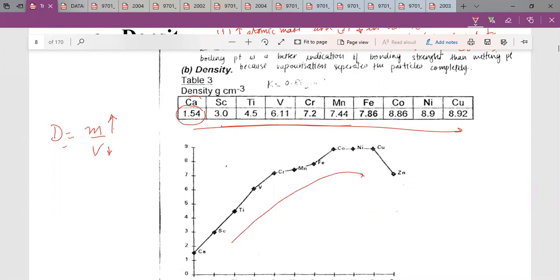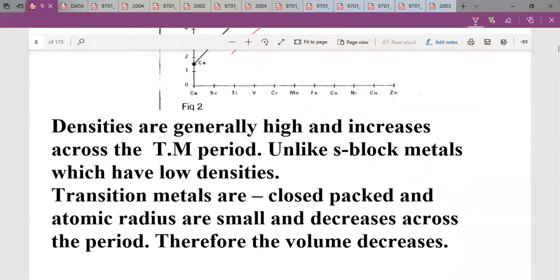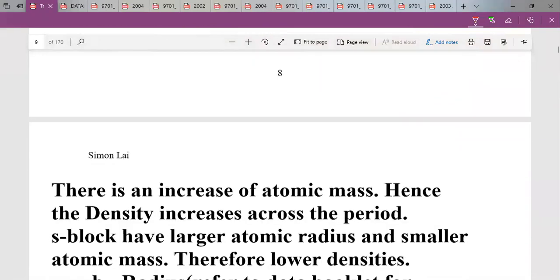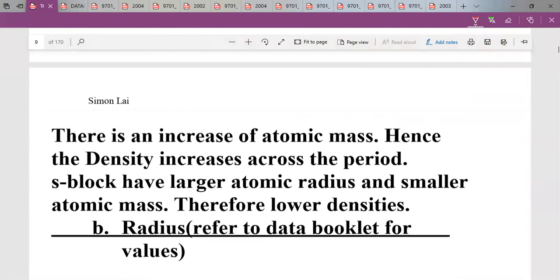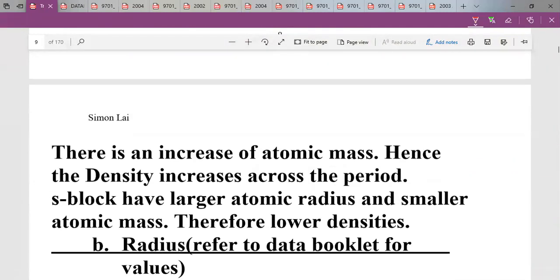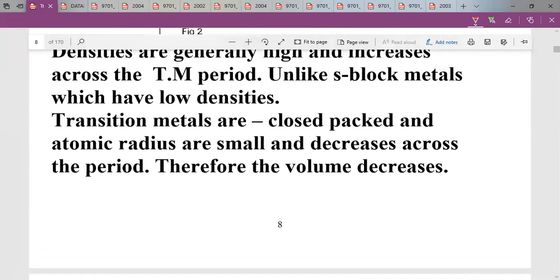So the reason for density to increase is, okay, they are packed more. The radius decreases and atomic mass increases. The atomic radius stays about the same or decreases a bit. Also true, calcium has larger atoms, while TM atoms are smaller in size. You can see that. So they're closely packed, whereas S block have larger atoms. Now let's look at the marking scheme here.